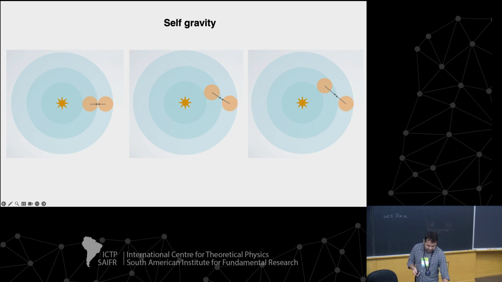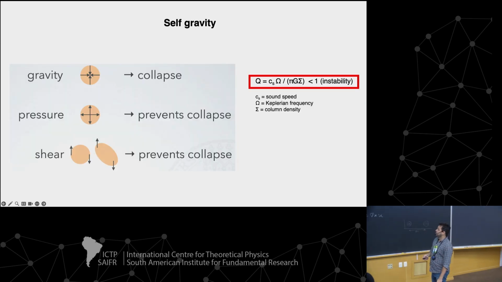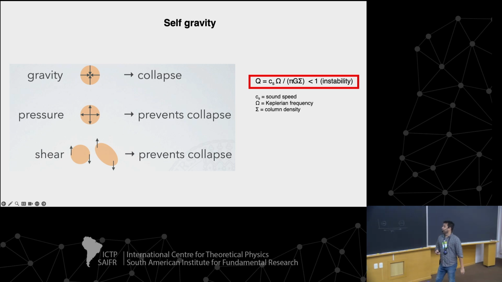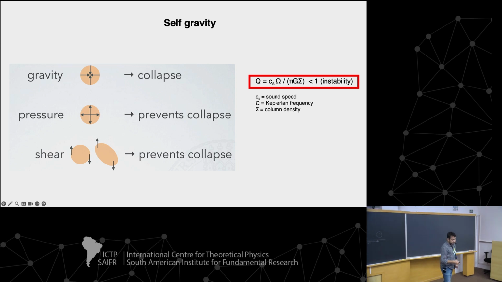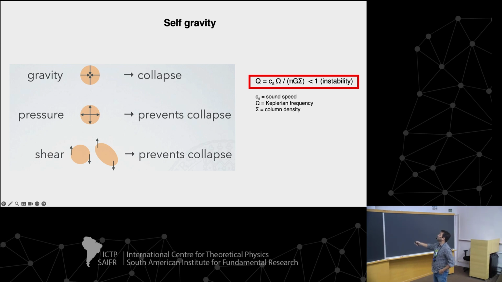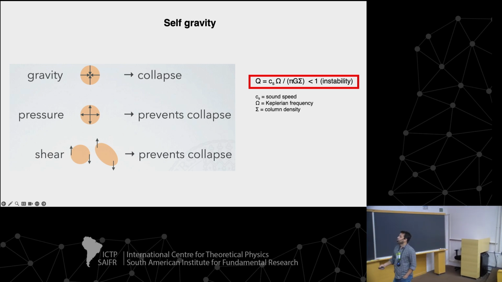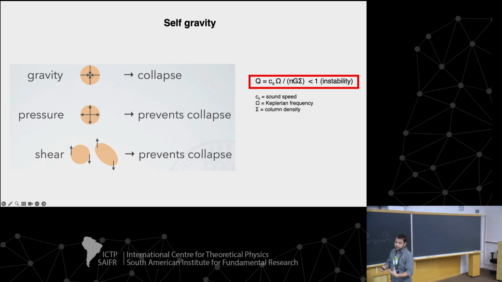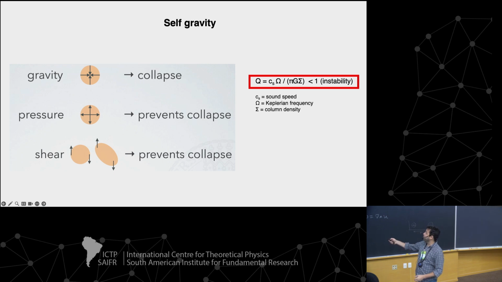Now, the quantity that will determine if the gas will be collapsing or not is this quantity here that is called Toomre Q. The Toomre Q value is measuring the relative importance of these three processes. So gravity is what is trying to make the gas collapse, and what is trying to resist the collapse is the pressure from the gas, right?